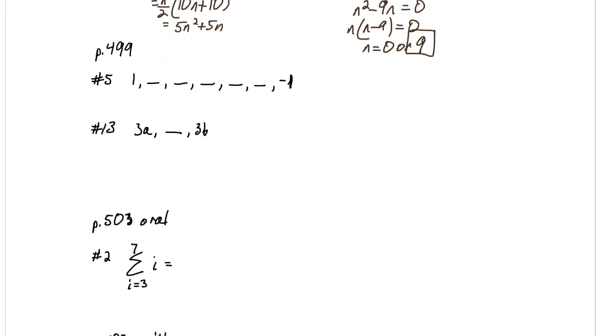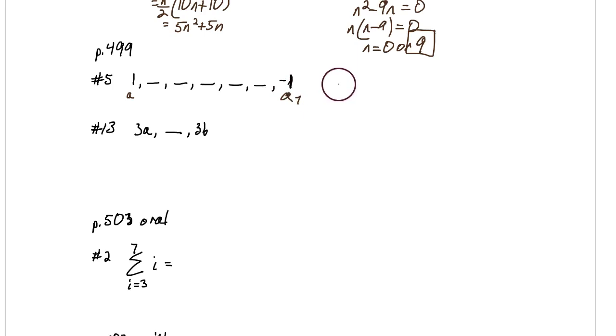Next, we're going back to page 499. This was the section about arithmetic means. So we have the number 1 and the number -1, and we're asked to find 5 numbers that go in between there so that we end up with equal spacing in between the numbers. The first number on the list is a, or a sub 1, and the last number is 1, 2, 3, 4, 5, 6, 7, a sub 7.